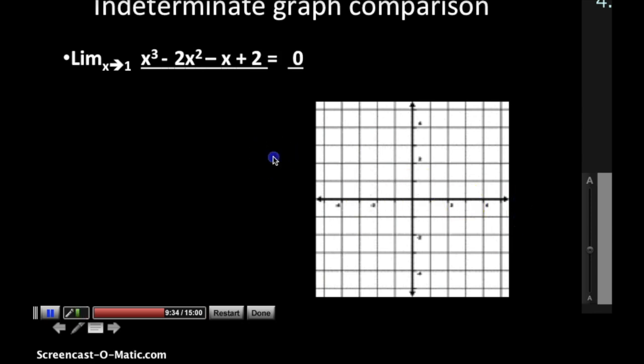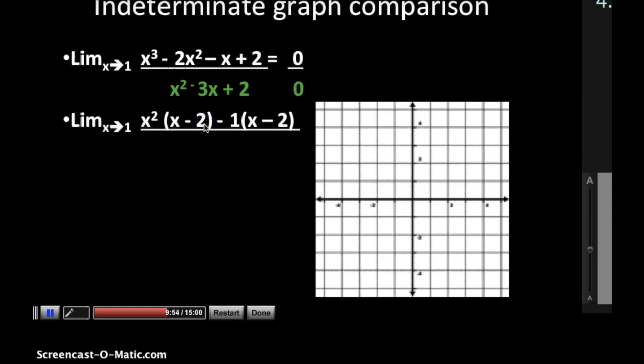Another comparison, much more complicated as it looks, is this function. It's a cubic over a squared term, x towards 1. Plug in the 1, you get 0 over 0 again. That means it's indeterminate. That means it reduces. So let's reduce it. You may remember how to reduce 4 terms. You group by 2's, and the greatest common factor in the first group is x squared, and the greatest common factor in the second group is negative 1.